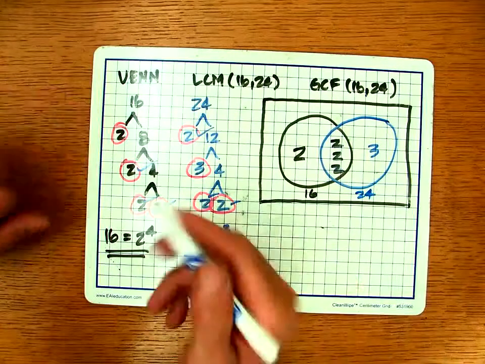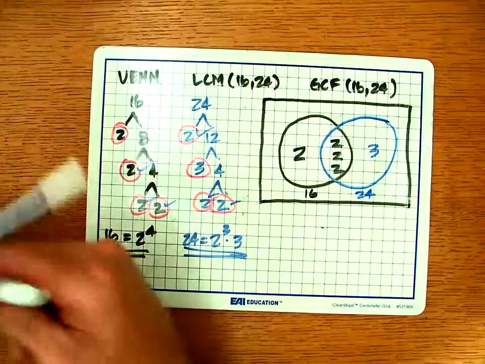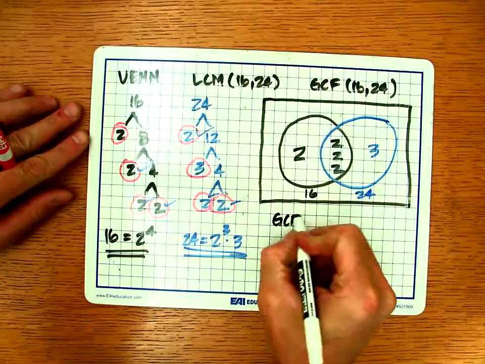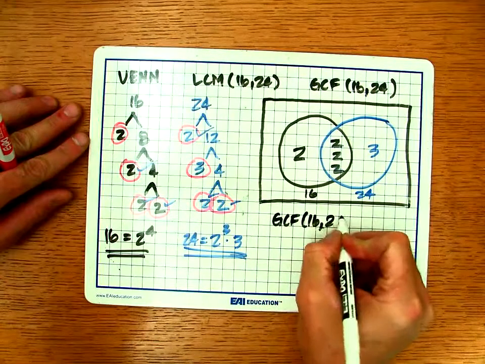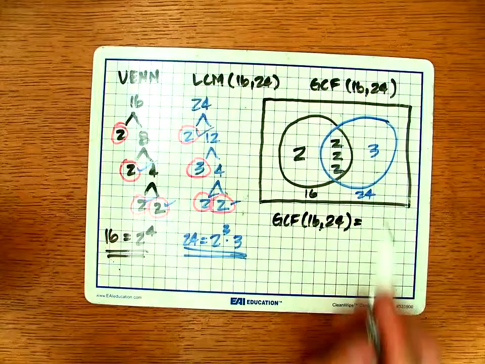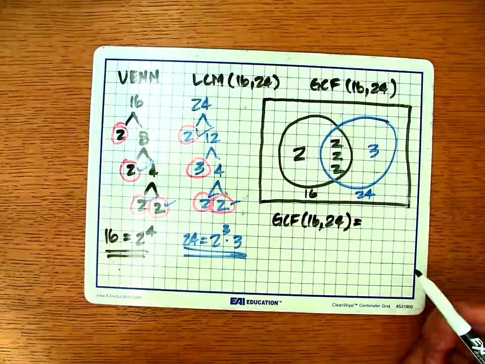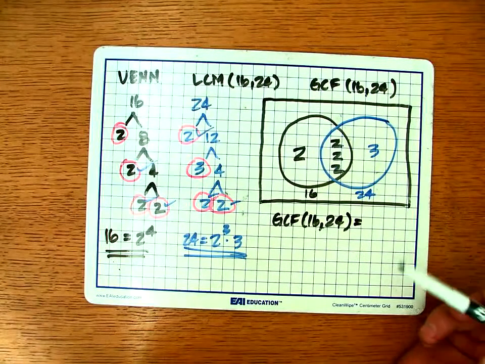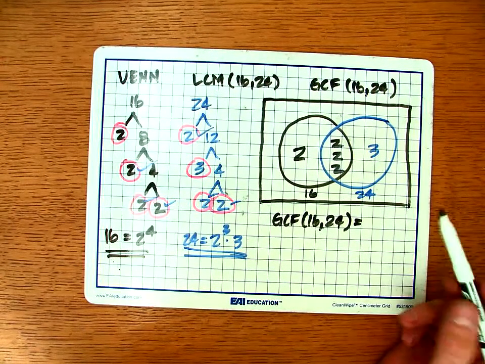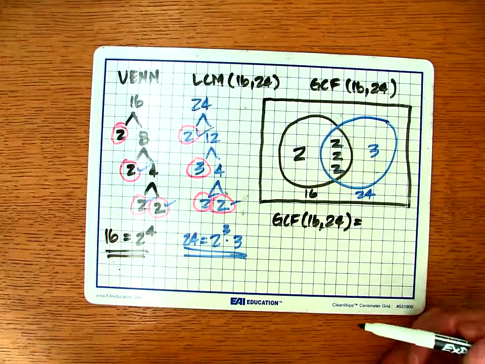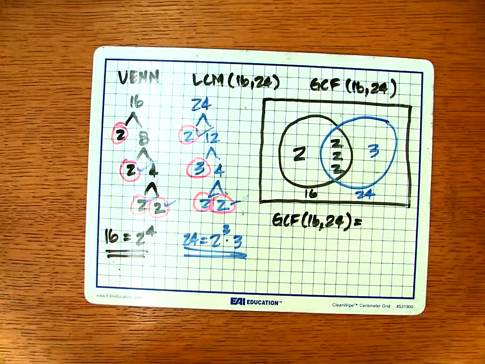So now, how do we find, first of all, the greatest common factor of the two? I'll give you a second to think about it. Where on the Venn diagram do you think the greatest common factor for the two numbers is? If you're sitting with a partner, you might verbalize this now. I'll give you 15 seconds to think about that.